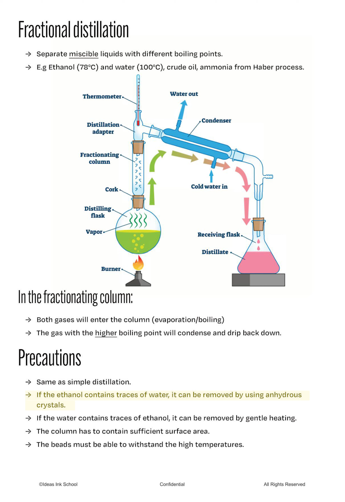The water collected can sometimes also contain traces of ethanol. When that happens, ethanol can be removed by gently heating away the volatile liquid. Also note that glass beads are used in the fractionating column because it can withstand high temperatures without melting.